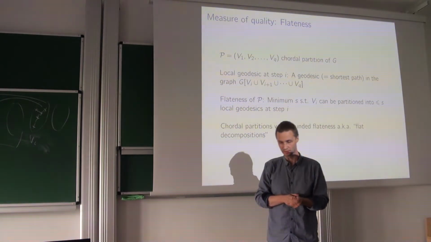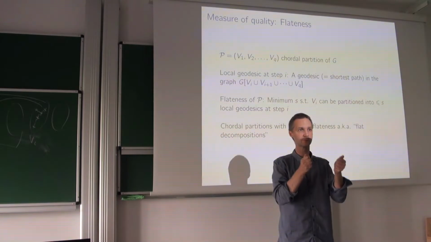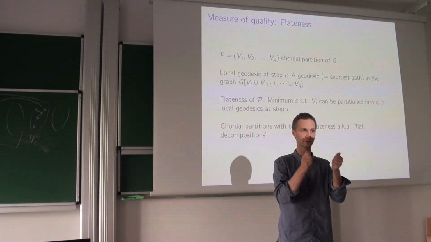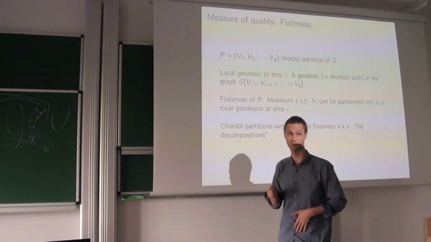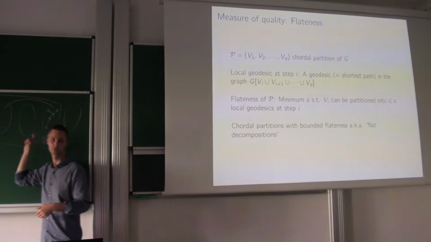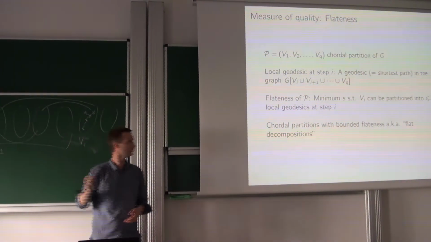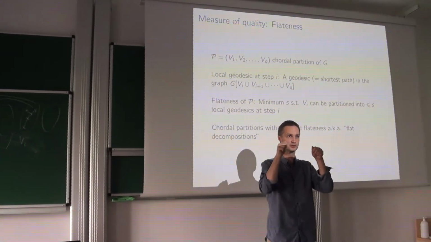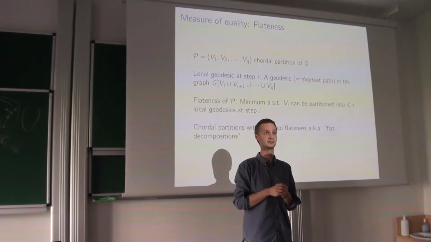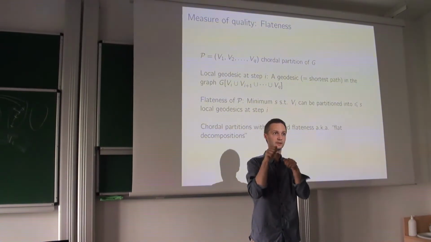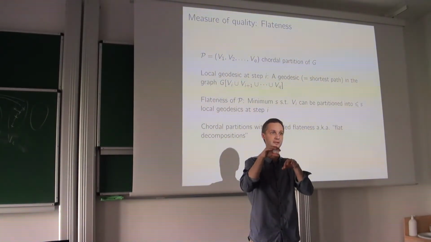You're looking at the graph at step i, and so you cannot use vertices from before. Definitely in your geodesics you cannot use vertices from before. But I should have emphasized on the slide that your local geodesic should be completely inside V_i. It's really a partition of V_i and you are staying inside V_i, right?